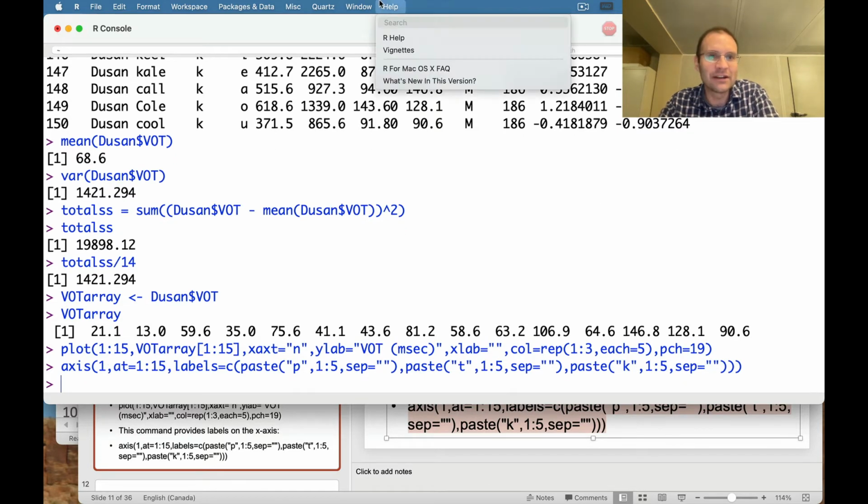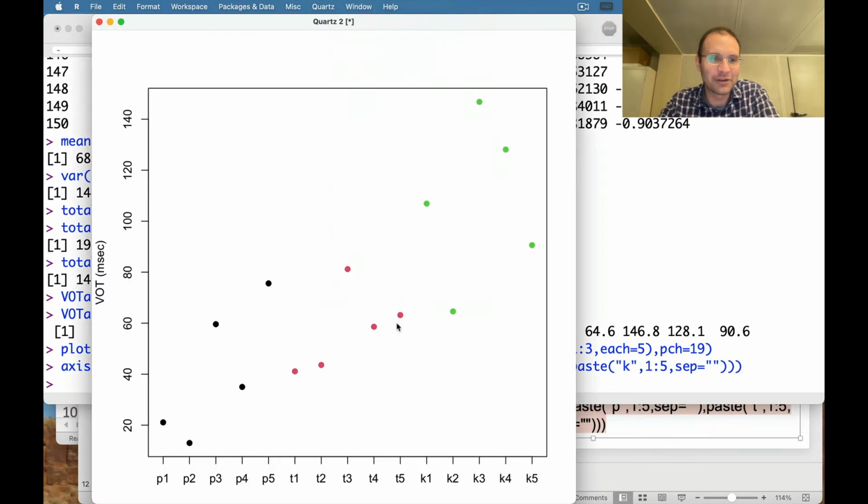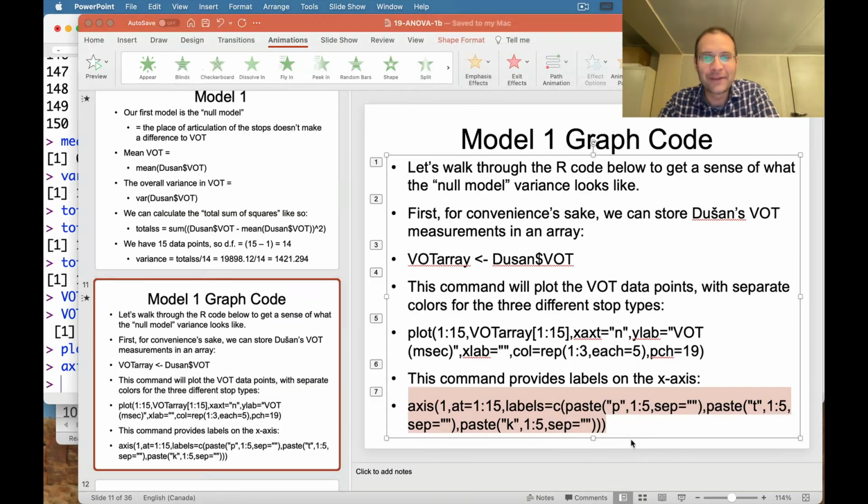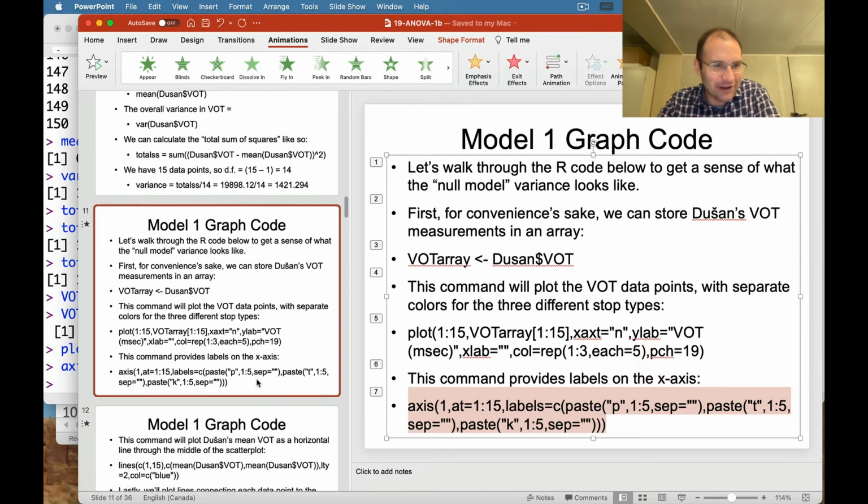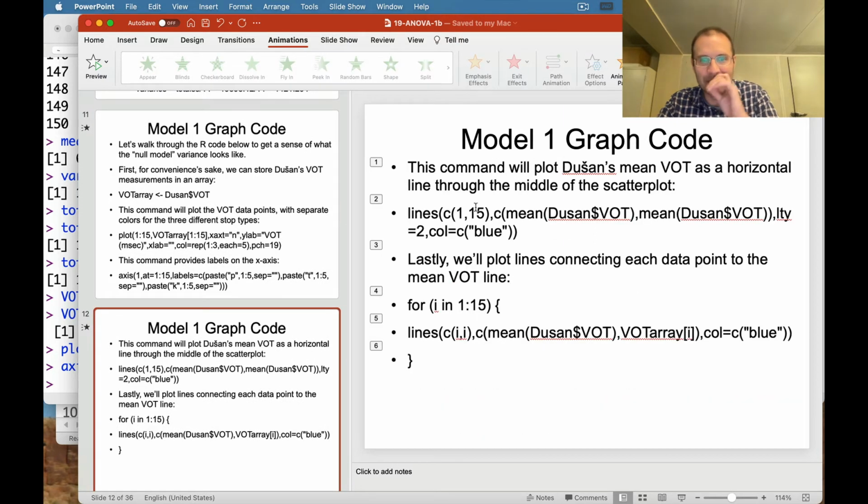It's easier to see than it is to say, so I'll just hit return there, and you can see all I've done here is add these labels down here on the bottom. In case you should ever like to do something like that yourself, now you have the code for it. Okay, we're not dwelling on this stuff yet, though. We're just trying to get a sense of what this variance looks like.